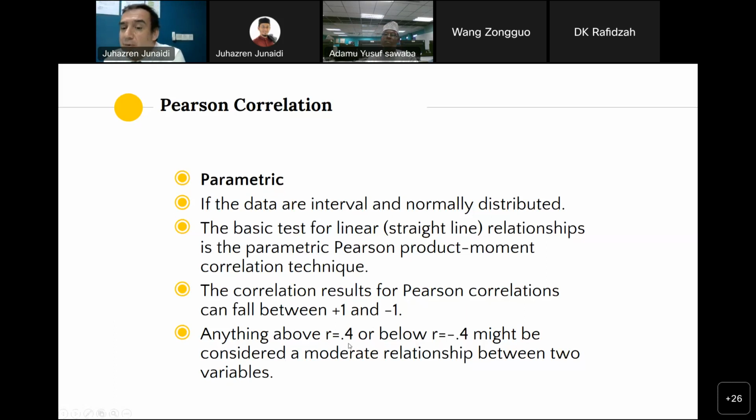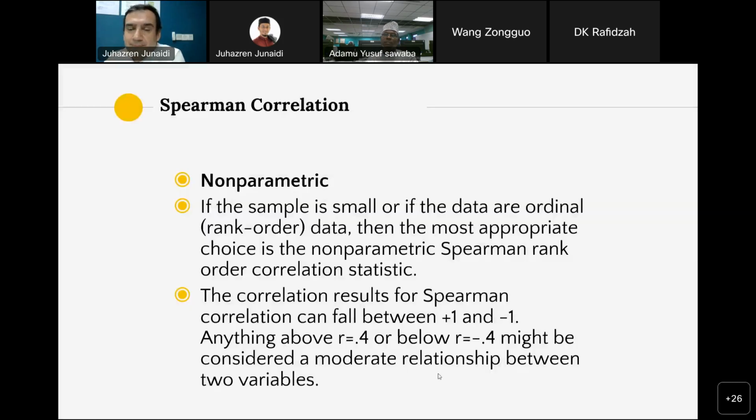So anything above r = .4 or below r = -.4 might be considered a moderate relationship between two variables.